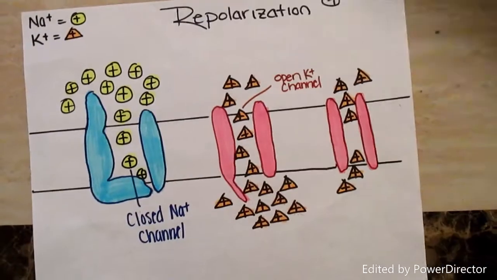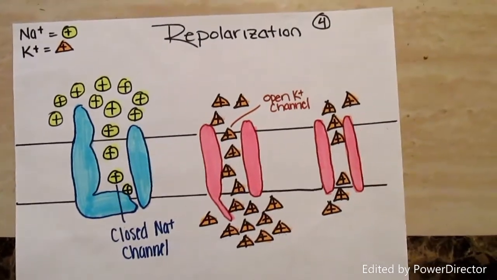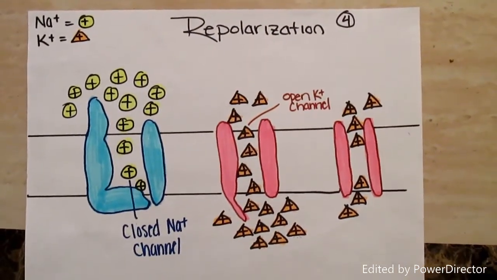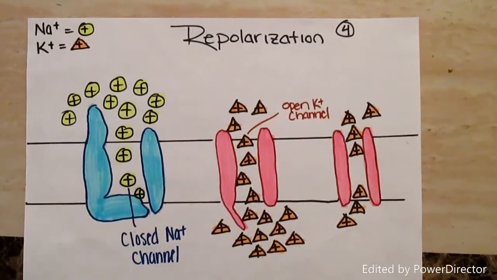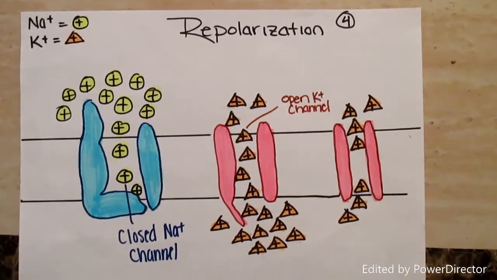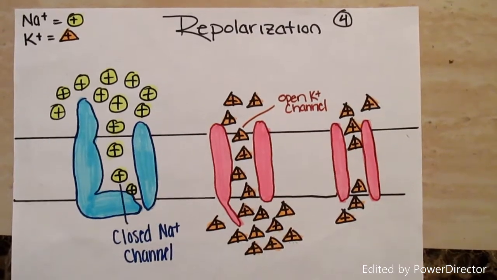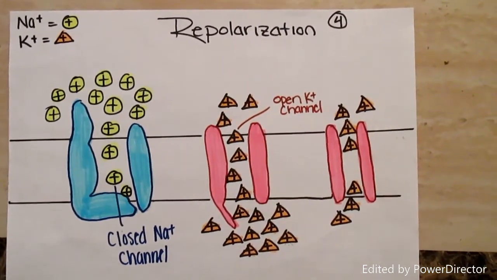Repolarization. In repolarization, the inactivation gates on most sodium channels close, preventing sodium influx. The activation gates on most potassium channels open, permitting potassium efflux, making the inside of the cell negative.